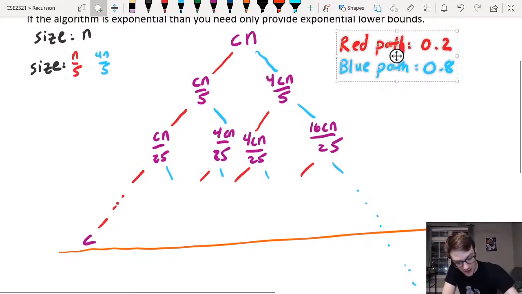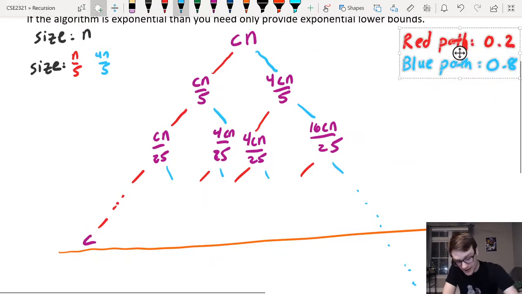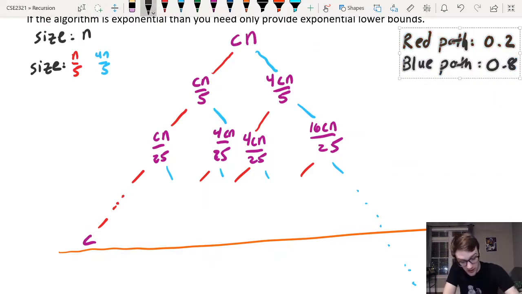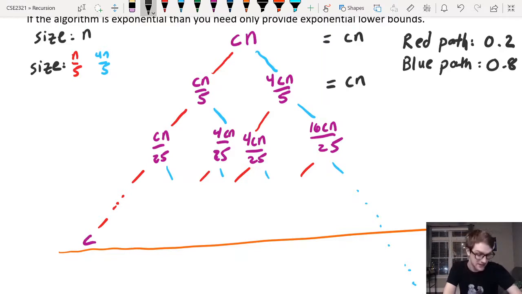So we're going to use that information to help us. Let's move this out of the way a little bit. And let's add up the cost at each level. Here, the cost of the base level is cn. The cost of the level after that is cn, because we have cn over 5 plus 4cn over 5. This next one, we have cn over 25 plus 4cn over 25 plus 4cn over 25 plus 16cn over 25. That's 9 plus 16 is 25cn over 25, or cn. That will continue, and each of the levels will have a cost of cn.